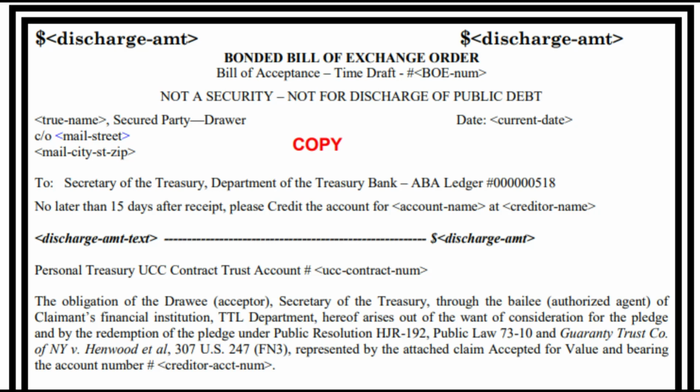So right here, you're going to have your true name, secured party, drawer, Secretary of Treasury, Department of Treasury, Bank, ABA ledger. That's going to be your bill of exchange number, which is going to be the ABA ledger.